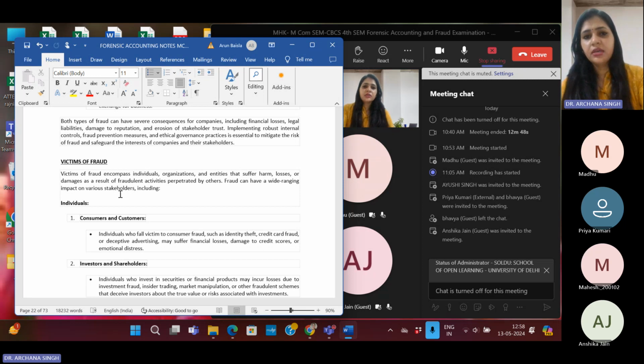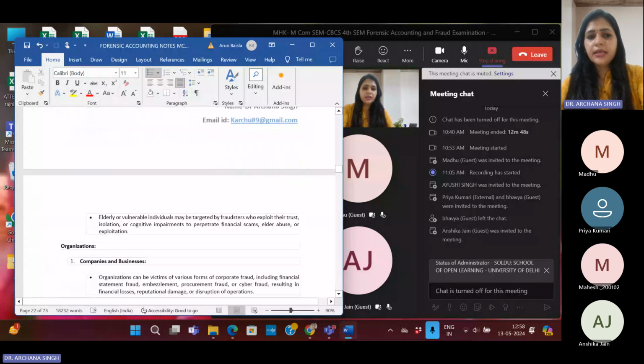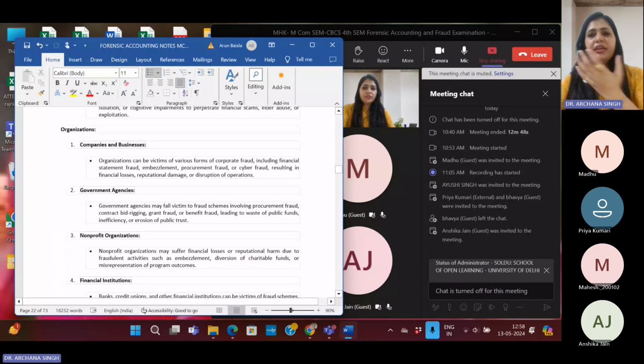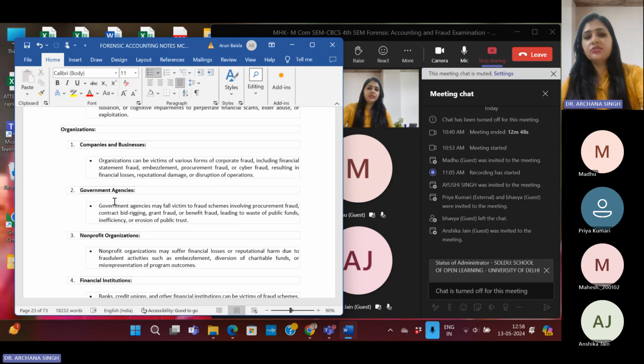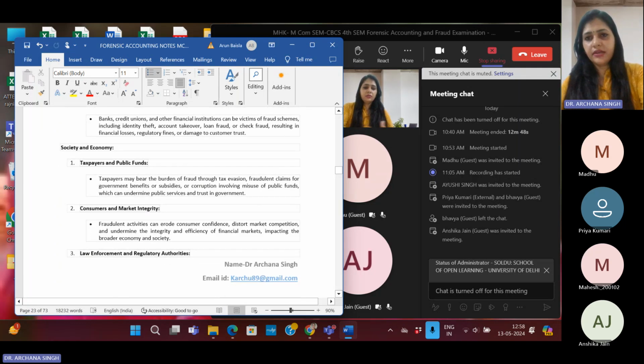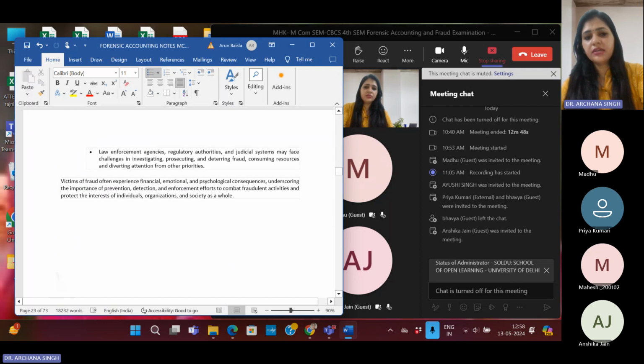by the perpetrators. So frauds can have a wide-ranging impact on various stakeholders, which includes individuals, okay, consumers, customers, investors, shareholders, employees, workers, and elderly and vulnerable individuals. And in organizations, it may include companies, businesses, government organizations, those who are related to that business, manufacturing, or non-profit organizations, financial institutions. They may be affected. The next is society and economy. Society may include those who are paying tax and public funds, consumers and market integrity, law enforcement and regulatory authorities. Those are the victims of fraud.